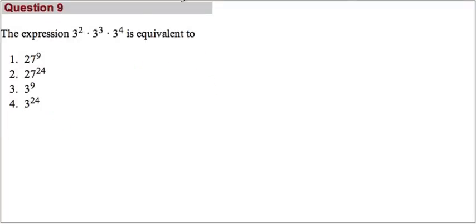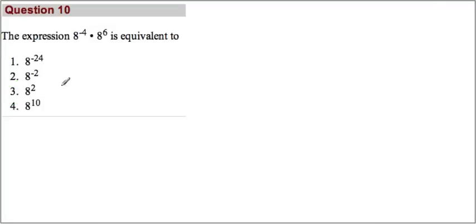Number 9. Notice that all the bases are the same, so all we have to do is add up the exponents. When they're multiplying, 3 plus 2 plus 4 becomes 9. So 3 to the 9th power, which is choice 3. Number 10. Same way as before. Since two numbers are multiplying with the same base, we can simply add them up. So negative 4 plus 6, that's equal to a to the 2nd power, which is choice 3.